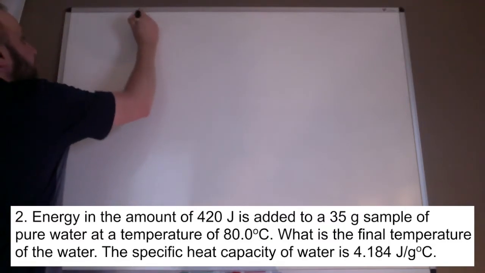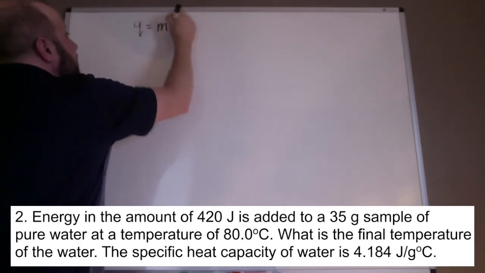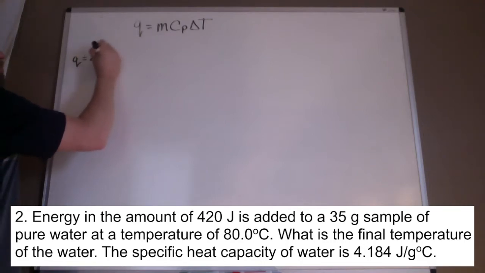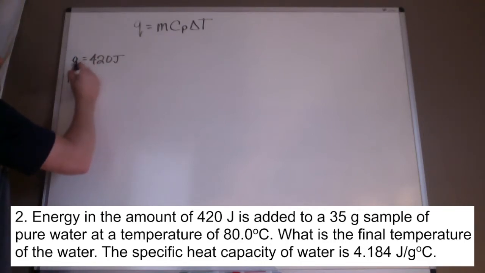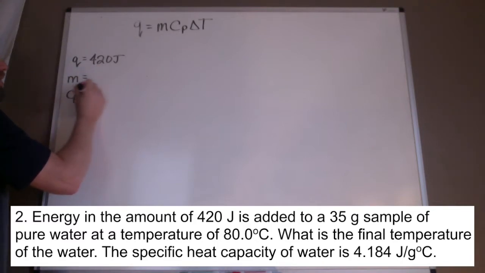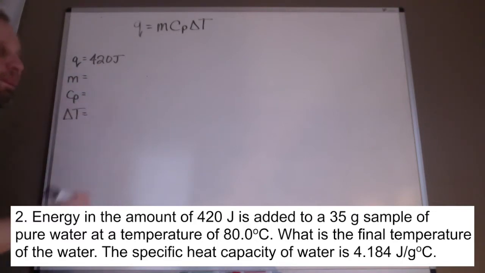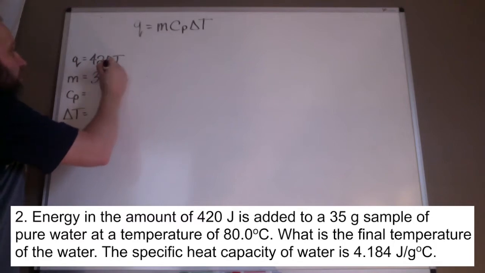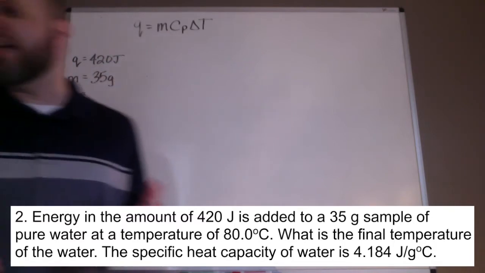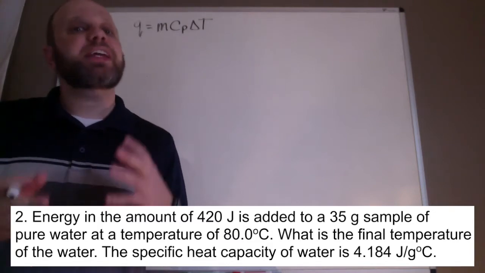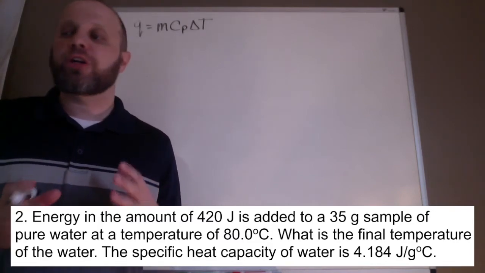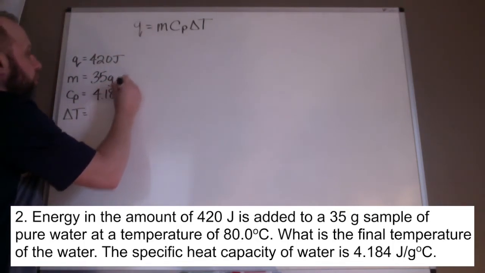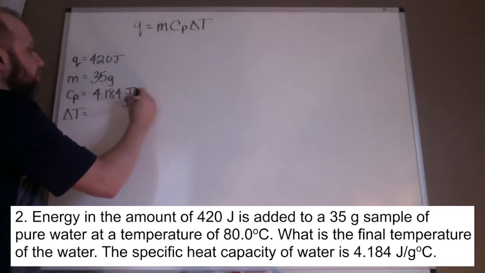We have Q equals mCp delta T in this problem. Q, they tell you, is 420 joules. We have mass, we have Cp, and we have delta T. So if I continue reading the problem, it tells us that we have a 35-gram sample, and it tells us the specific heat capacity, and that is really your best indicator for what equation you're going to use. Your specific heat capacity for water is 4.184 joules per gram degrees Celsius.